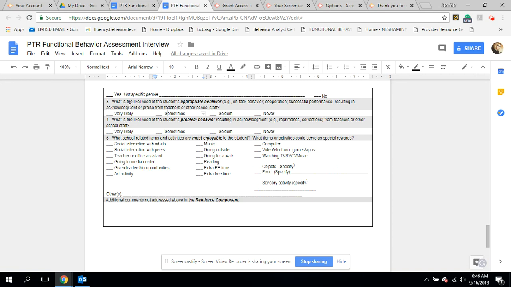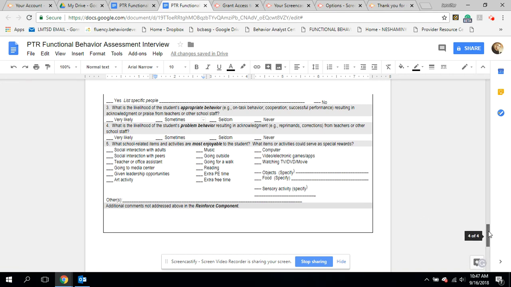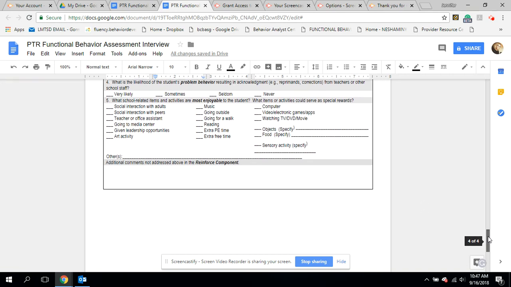Same thing with number three. What is the likelihood of the student's appropriate behavior on task, etc., resulting in acknowledgement or praise of teachers and other school staff? Just list it honestly. It's okay. You have a classroom full of students, so you can even say, as often as possible, which I know you do. But I know sometimes it's hard when you have a classroom full of 20 some students and you can't always have your eyes on that student, but then that's my job to figure out how I can find a way for that student to be either reinforced themselves through self-monitoring or figuring out if they need assistance.